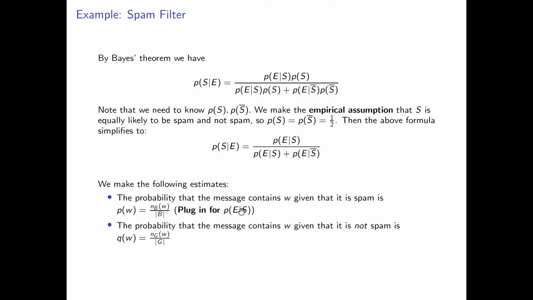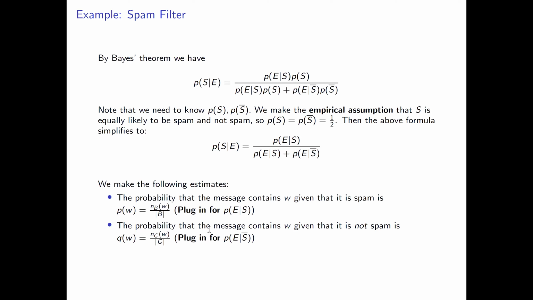How should you think about this? Well, what is the probability of E given S? This is the probability that our word W is appearing in the email, assuming that we know the email is spam. Well, what is the set B? B is the collection of all known spam messages, and this is measuring the frequency, or the percentage, of those messages which contain W. And so this fraction is a reasonable estimate for the probability that W is in our email, given that it's spam.